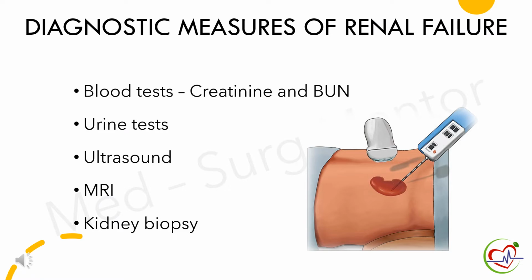Next is diagnostic measures of renal failure. Commonly used blood tests are serum creatinine and blood urea nitrogen. Other tests are urine tests, ultrasound, MRI, and kidney biopsy.